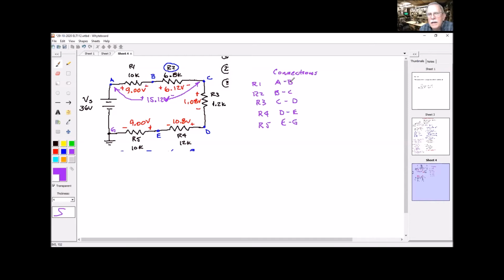R1 has A and B. R2 has B and C. So R1 and R2 share a B, but the other ends don't match. 2 and 3 share a C, but the other ends don't match. 3 and 4 share a D, but the other ends don't match. 4 and 5 share an E, but the other ends don't match. And if I went back from 5 to 1, they share nothing in common.